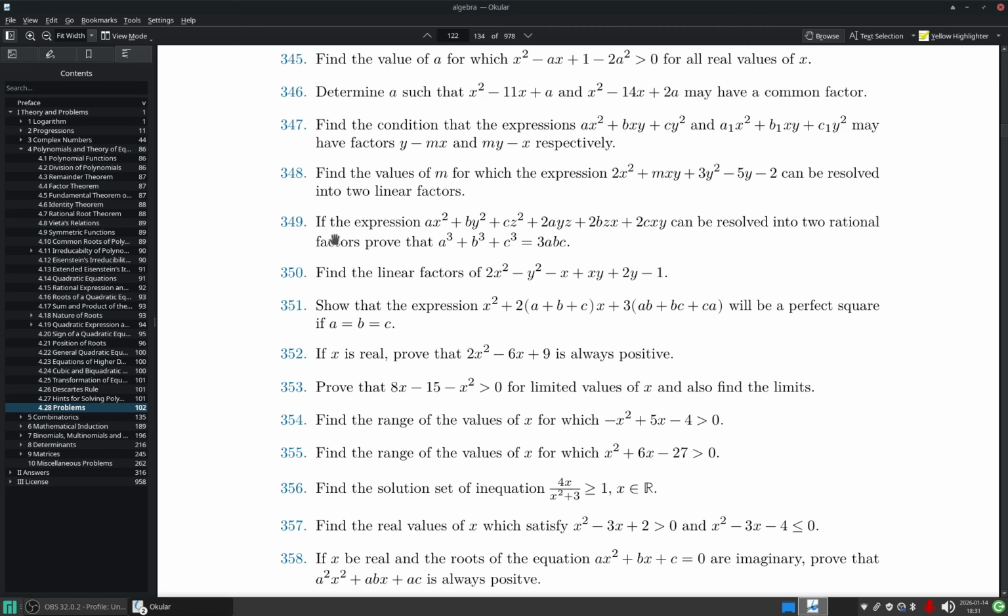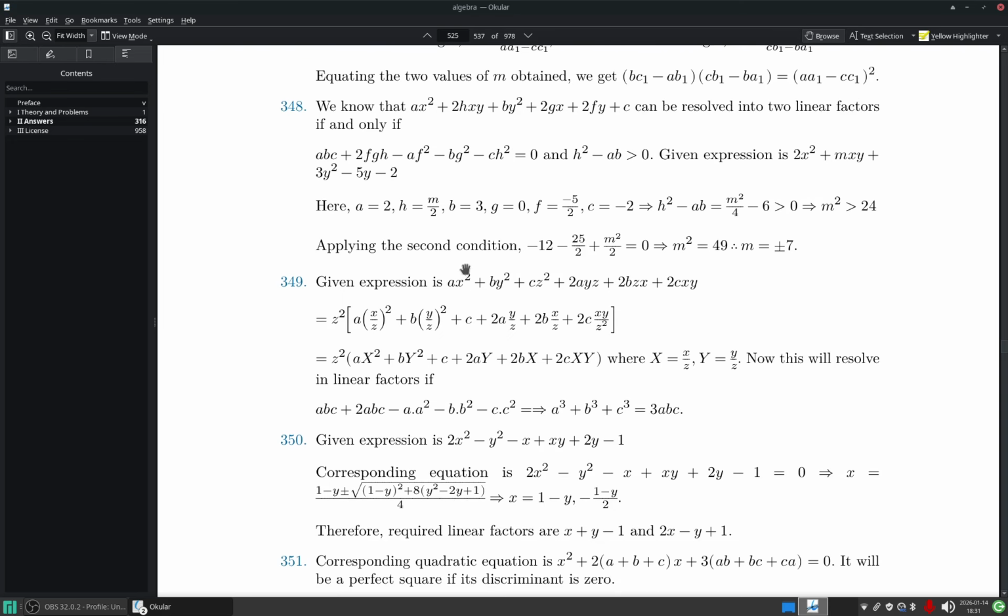Question 349 says: if the expression x² + by² + cz² + 2ayz + 2bzx + 2cxy can be resolved into rational factors, prove that a³ + b³ + c³ is equal to 3abc. So using the same technique as for the previous one, we have this equation.